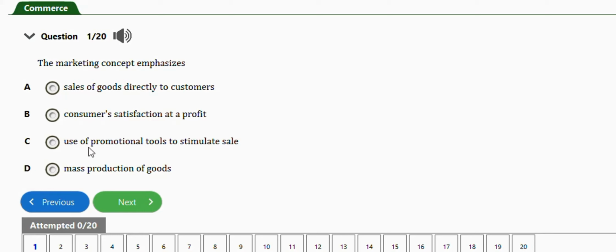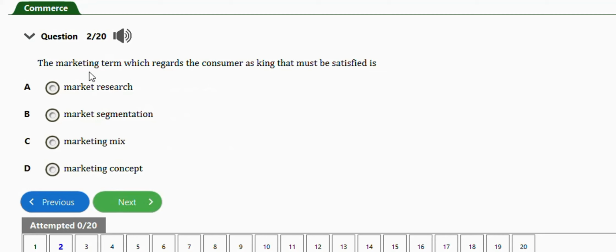sales of goods directly to customers, consumer satisfaction at a profit, use of promotional tools to stimulate sale, mass production of goods. The right answer is option B, consumer satisfaction at a profit. Next question, it says the marketing term which regards the consumer as king that must be satisfied is market research, market segmentation, marketing mix, marketing concept. Right answer is option D, marketing concept.